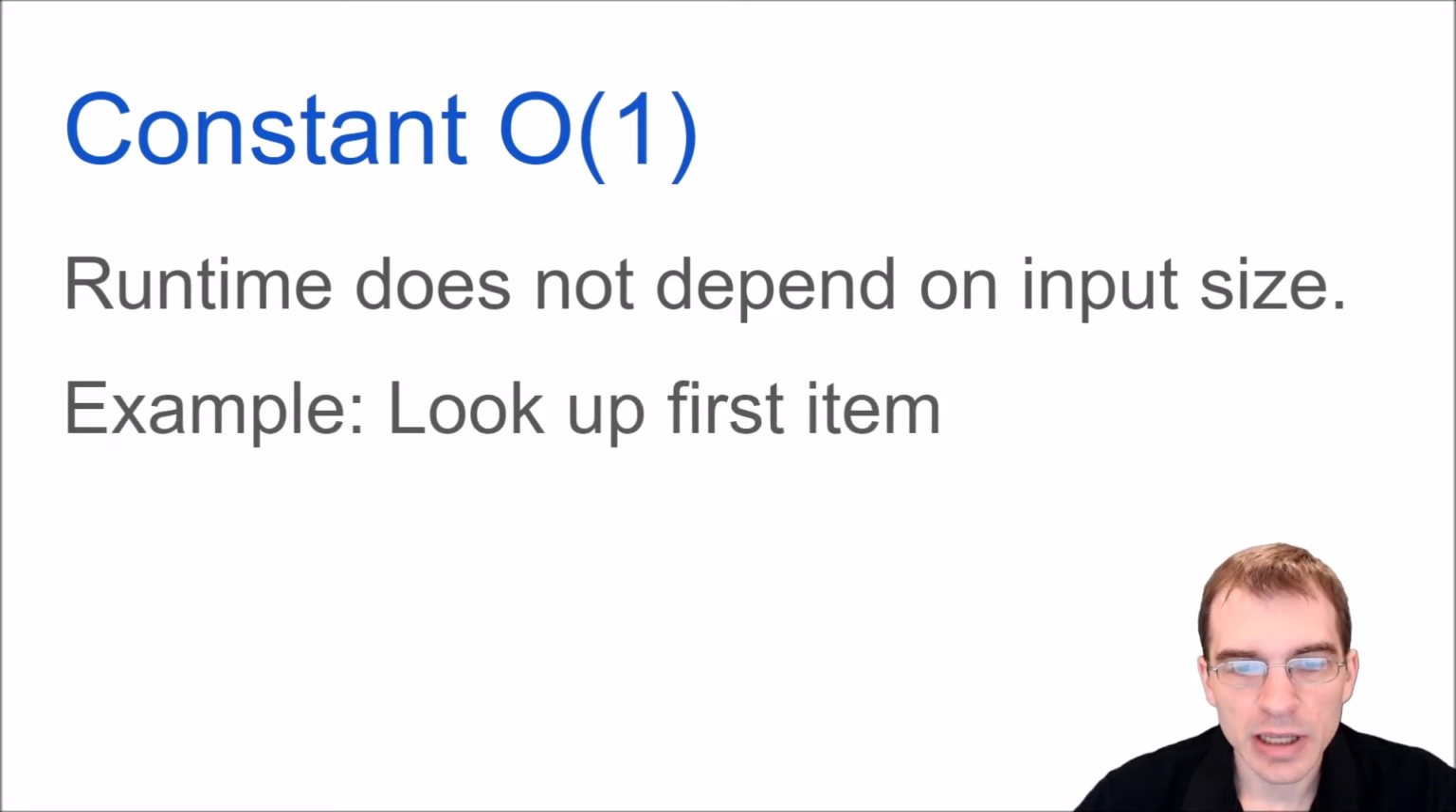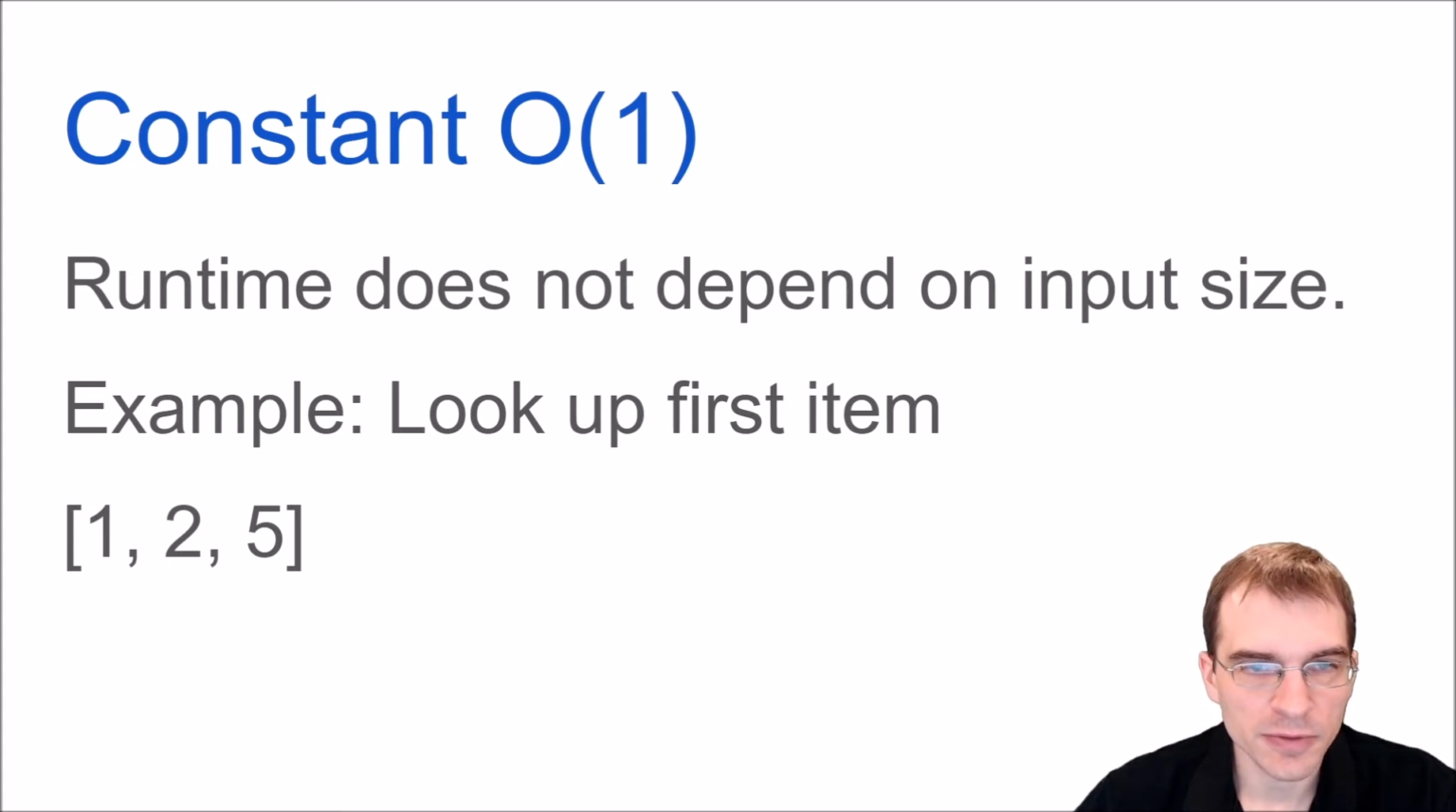For example, think of looking up the first item in a list. If we have a list like this that's of length 3, what do we have to do to look up the first item? Well, we just look at the first thing, 1, and return it. We didn't care that it was length 3, we just got the first thing.